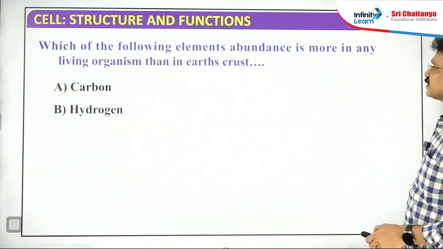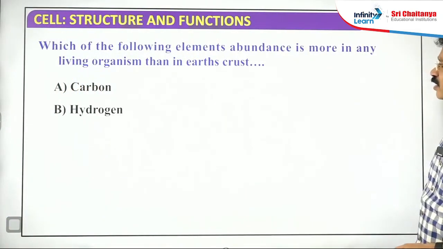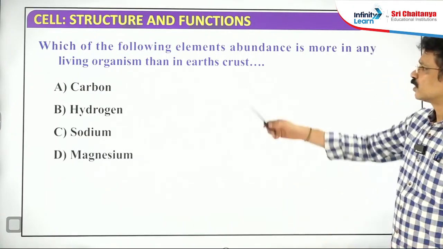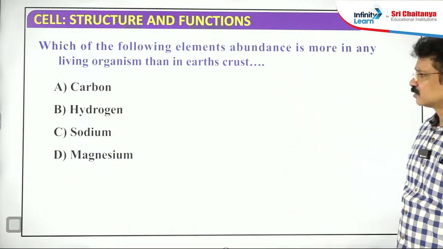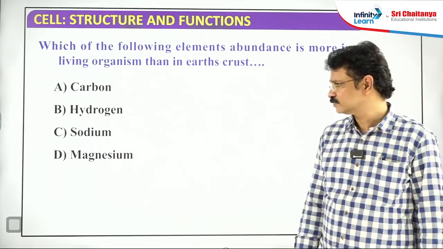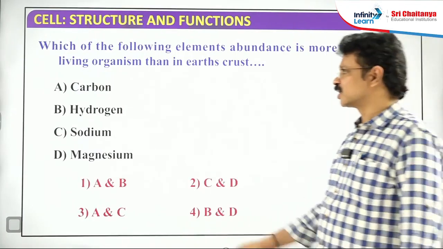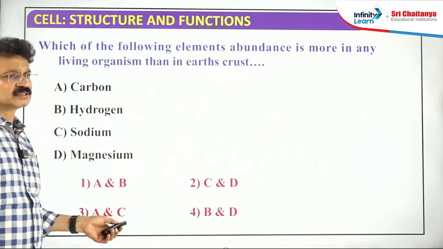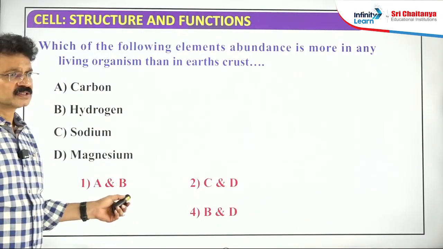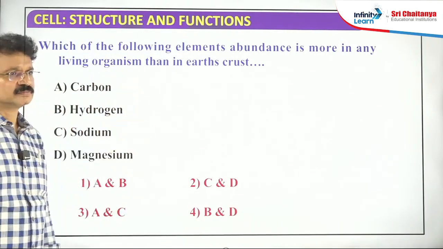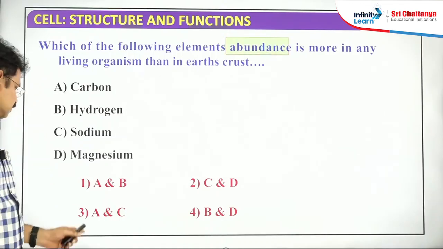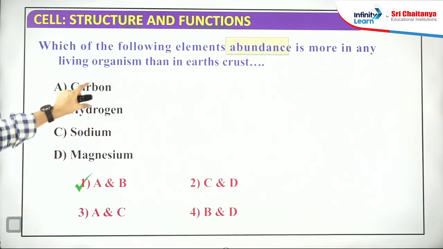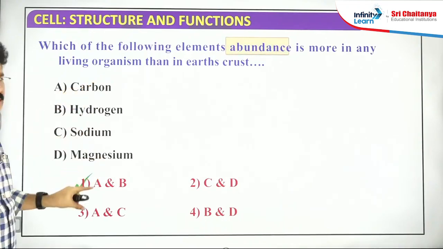Which of the following elements' abundance is more in any living organism than that of the earth crust? What kind of chemical is abundant in living things or the human body? Actually oxygen, but oxygen is not given here. As per the given data, you can choose the answer. To answer this kind of question, you have to learn the total list by heart. Yes, good. The right answer is the first option, A and B, carbon and hydrogen. Their quantity is greater than that of sodium and magnesium.